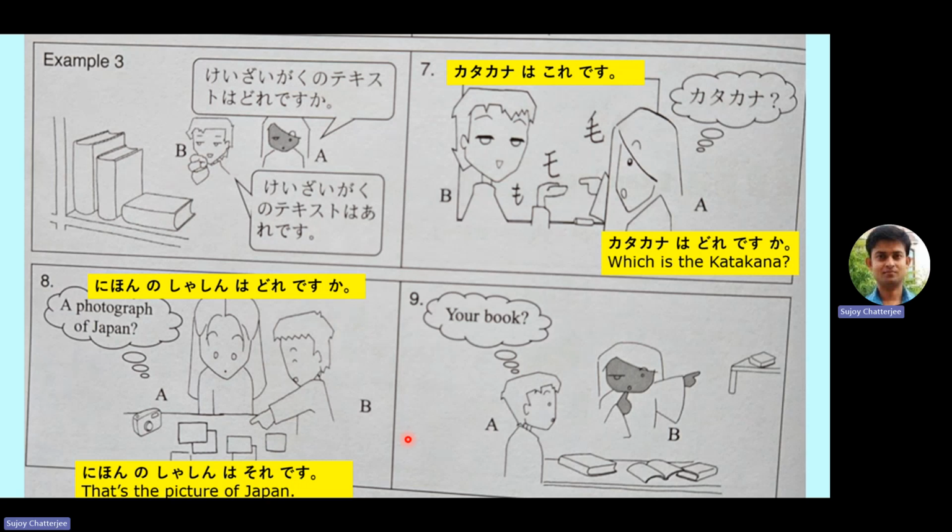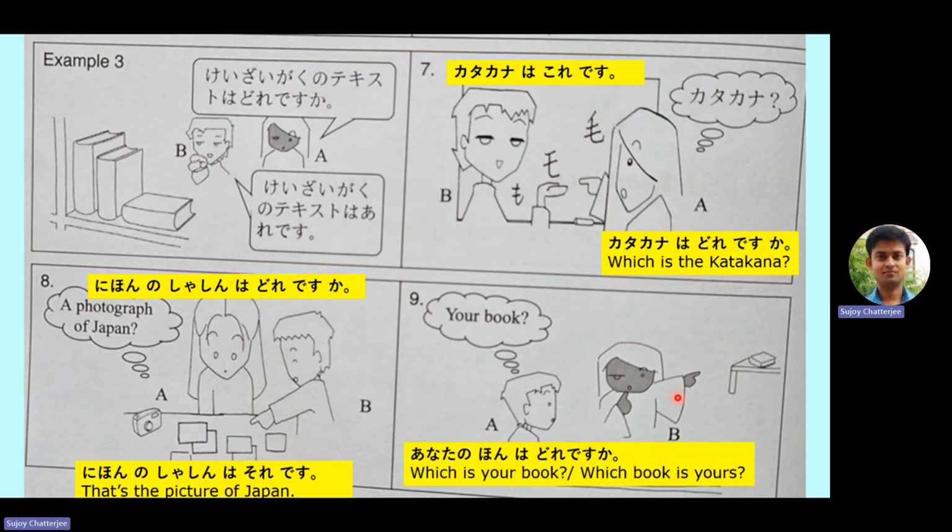Can you try the ninth one? Your book. He is asking your book. That means which one is her book. There are three books here, one book here. So he is asking which book belongs to her. How will he ask and how will she answer?